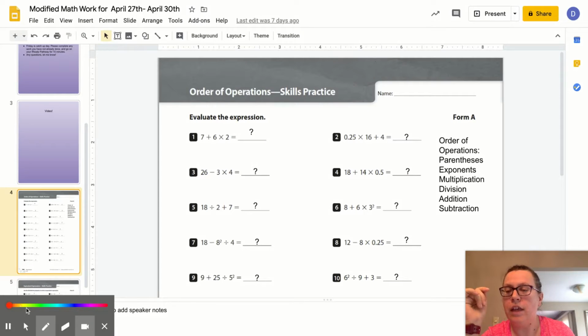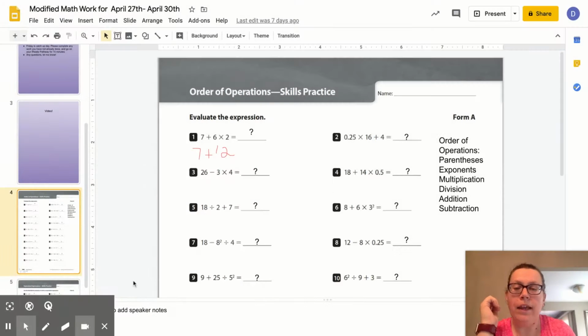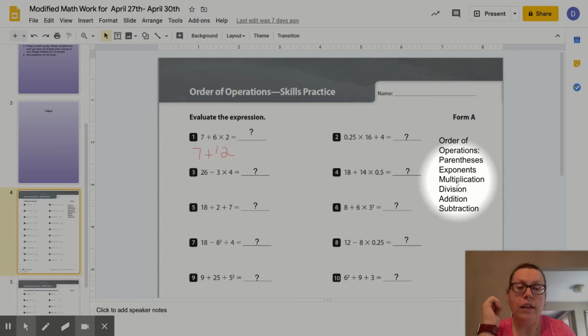So I am going to take my pen tool here, and I am going to do 6 times 2, which we know is 12. And then I am going to bring down my 7 and my addition sign. So then I have to go back to my list over here. And then I say to myself, okay, I did the multiplication. Is there any division? And then I look at it. No, there's not any division.